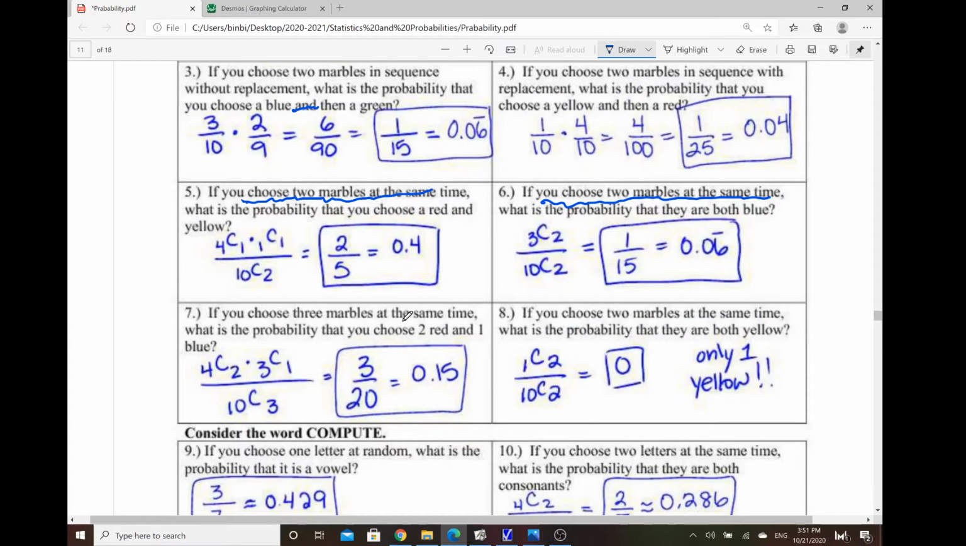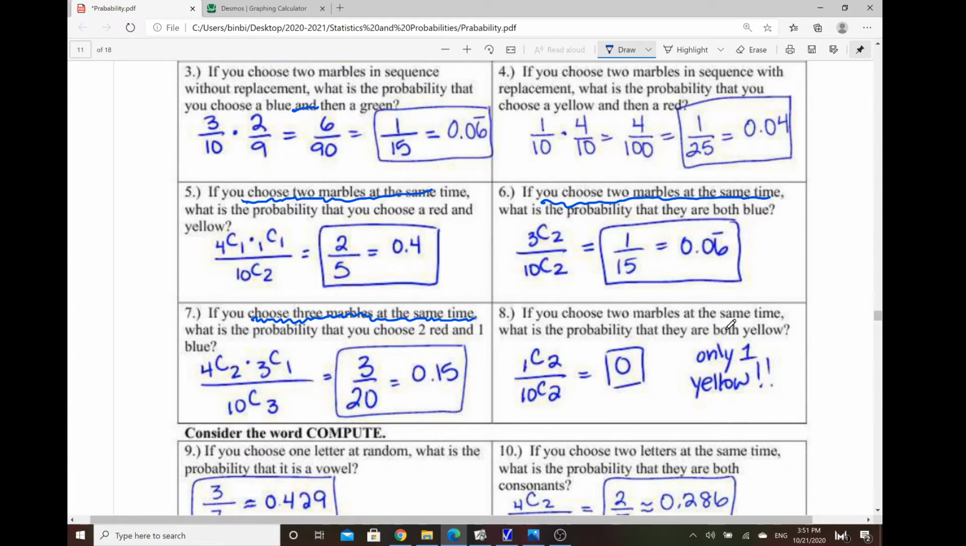If you choose 3 marbles at the same time, conditional probability. Anytime you have more than one event happening at the same time, that's always considered conditional probability. So what's the probability that you choose 2 red and 1 blue? So 10 choose 3, because we want to choose 3 marbles from those 10. Two of them have to be red, so 4 choose 2. And one of them has to be blue, since we have 3 blue marbles, so 3 choose 1. So 4 choose 2, times 3 choose 1, over 10 choose 3. So 3 over 20.